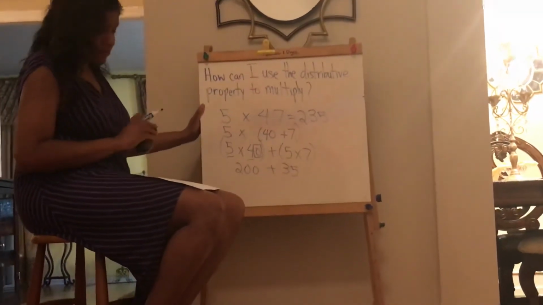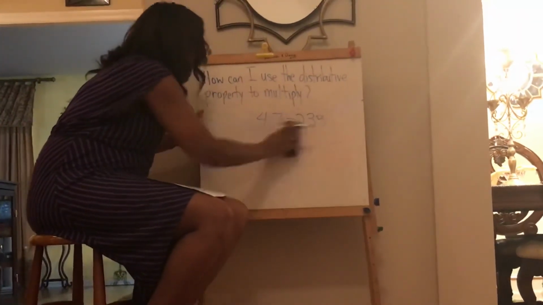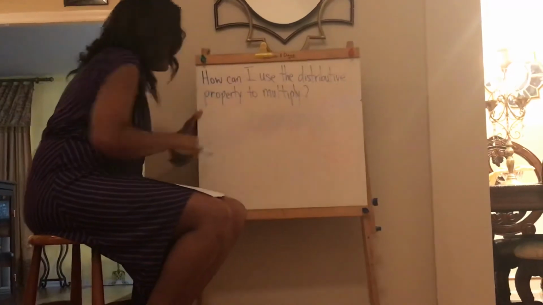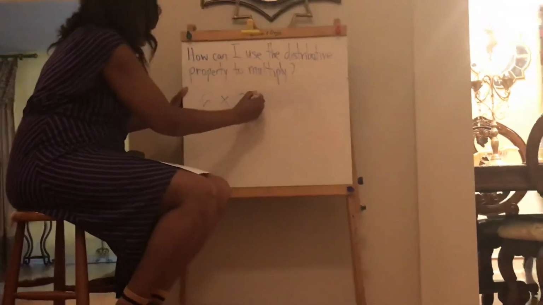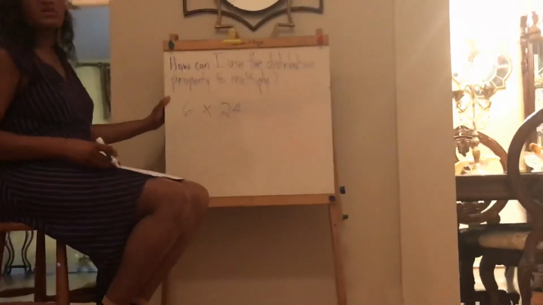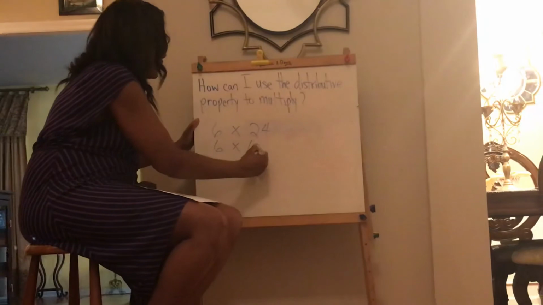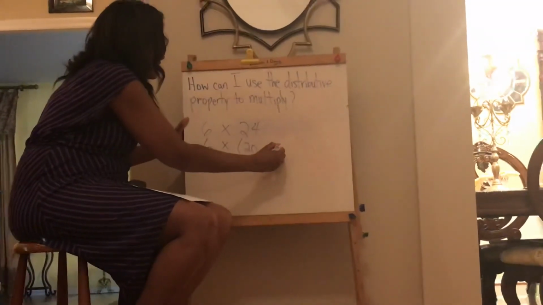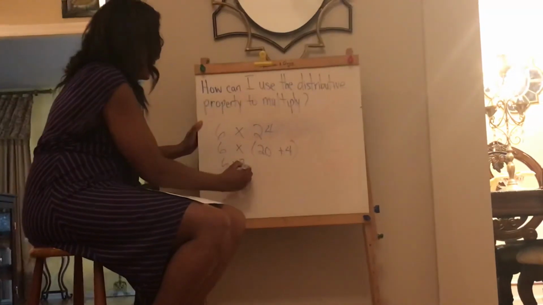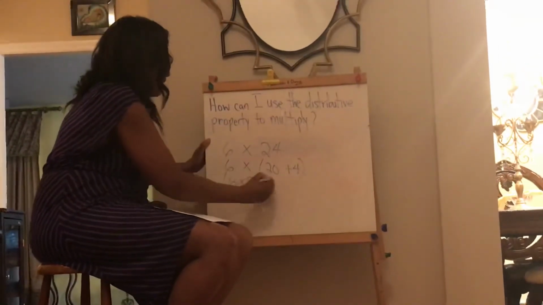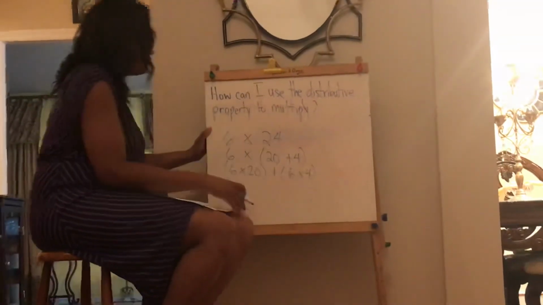All right, we'll try one more. So we have 6 times 24. We will break 24 up into 20 plus 4. And then we distribute: 6 times 20 plus 6 times 4.